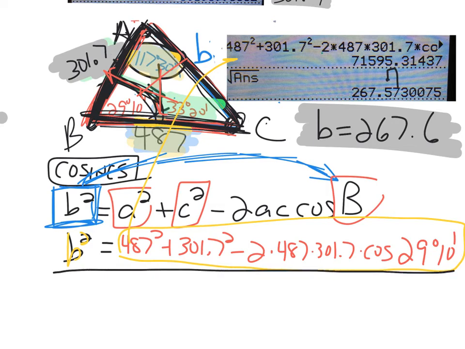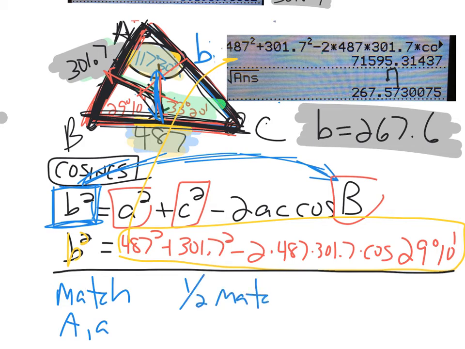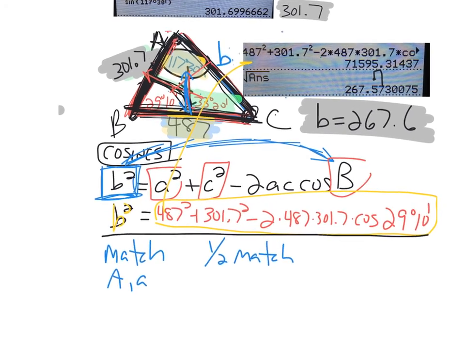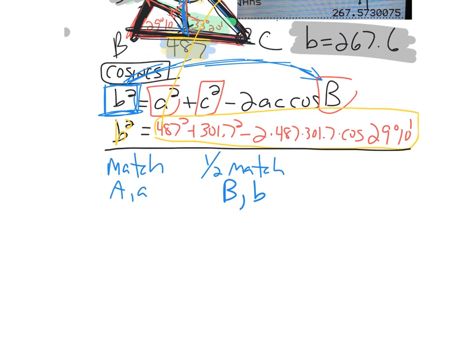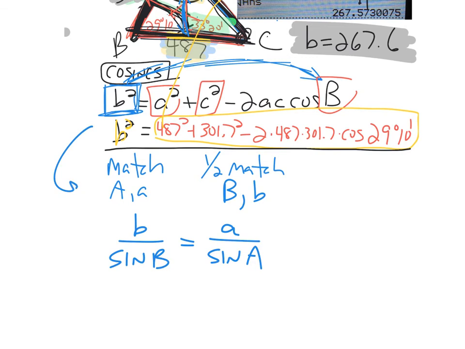You could have used the law of cosines to figure out what side B was, or you could have used the law of sines. You were given the matching set as the A's, and since I'm solving for side B, my matching set will be side and angle B. So I could have gone about solving for side B by going little b over the sine of angle B. That equals the matching set, little a, over the sine of angle A. You did not have to solve it two different ways. I'm showing you that you did have options here.